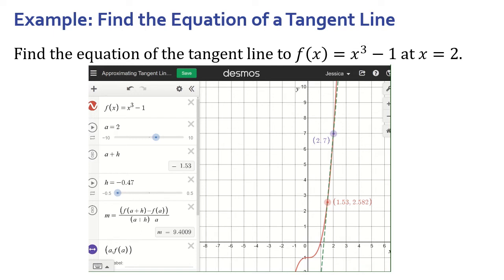and see what happens to the slope. So if you look down at the slope formula down here, you can see we've got our a equals 2, which is what we want, and a plus h. That's going to create our second point. So you can see this a plus h, 1.53, is right here. If I did 2, which is our a, minus 0.47, or plus a negative 0.47, is when we get this. So that h value represents how far away my second point, this 1.53, is from the actual value.